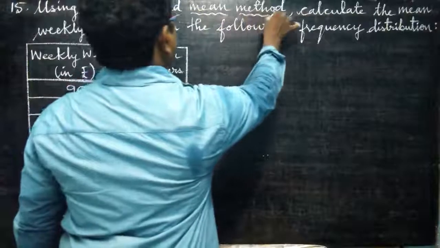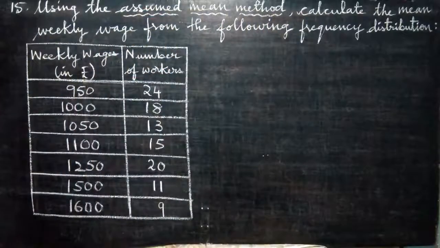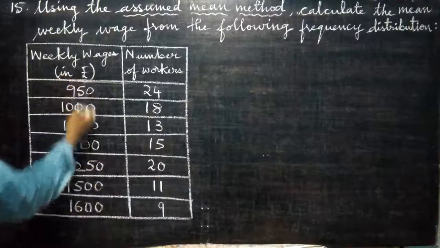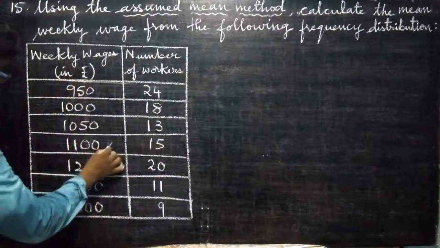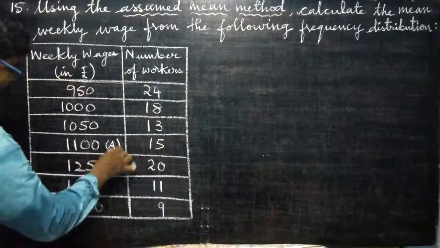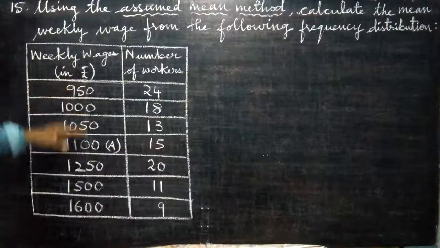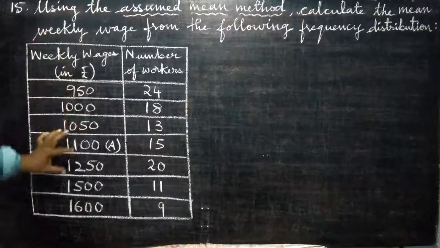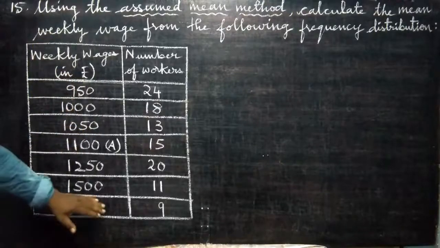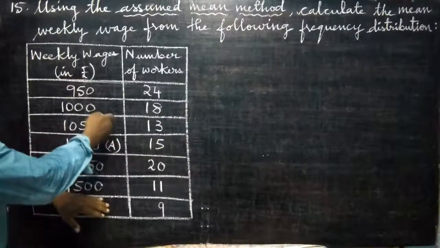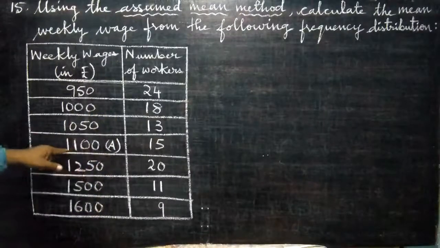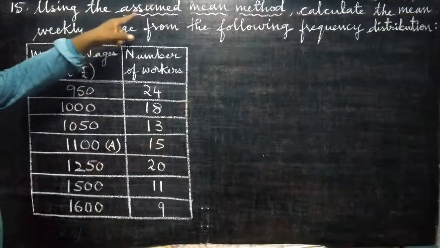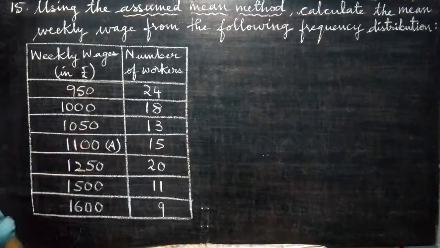This is the second method. First one is the direct method. Now here, among these weekly wages, assume one as the mean. Actually the middle one always, which will be the middle of these wages, think of it as A. If it is not the middle, take any one out of these two. Now here 1100 is the middle one. Assume this. A means assumed mean. Are you able to follow?